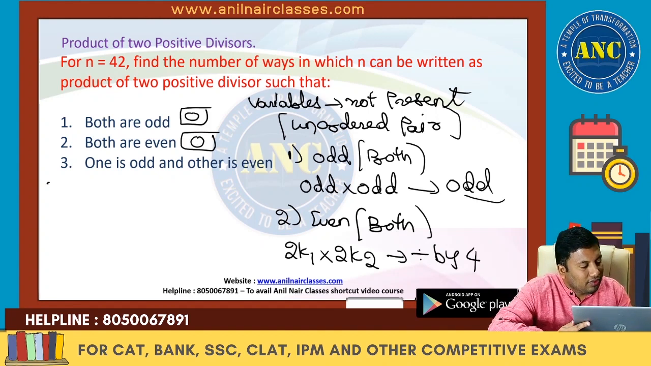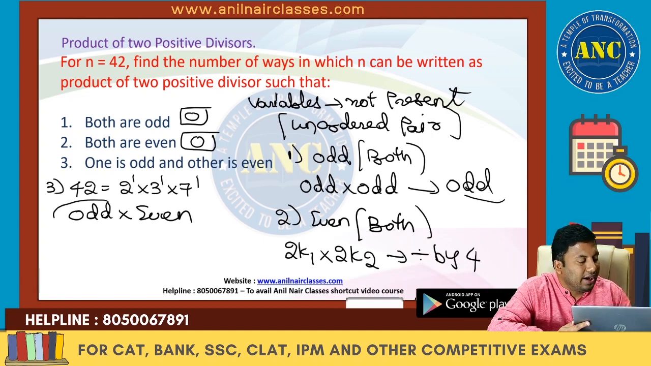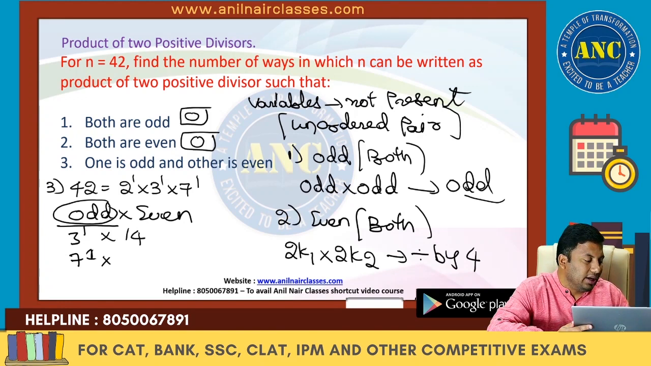Third case, one is odd, another is even. So 42 is nothing but 2 into 3 into 7. That means here it is odd into even. Here I can take odd numbers. The odd numbers that can be taken are 3 power 1, 7 power 1. Yes or no? So it is 3 into 14. It is 7 into 6.